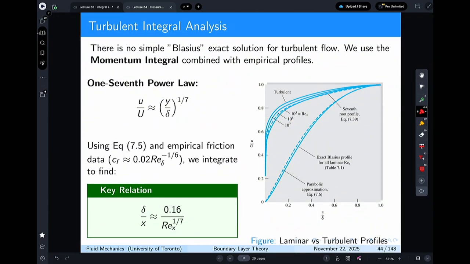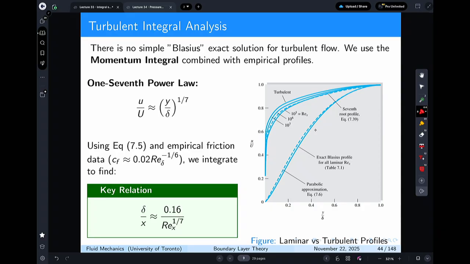When looking at Blasius solutions for turbulent flows, you can't really do it. And what you end up doing is using power laws. The power law that ended up being the most popular is the 1/7 power law. U over U infinity is equal to y over delta to the 1/7. Using that equation and empirical data, you can find that delta over x is 0.16 Reynolds number to the x to the 1/7.